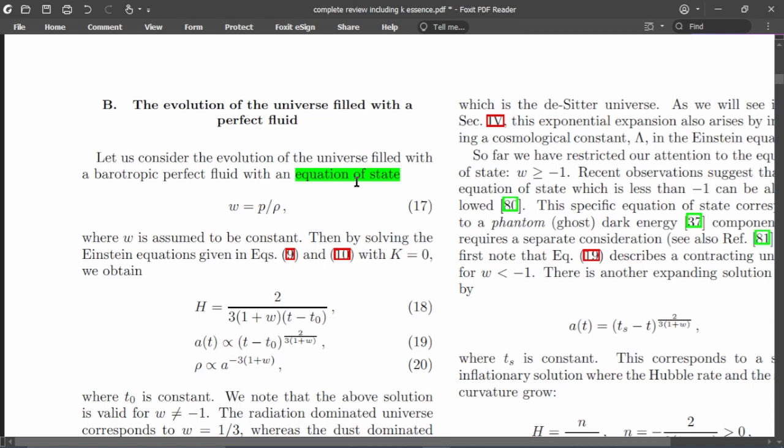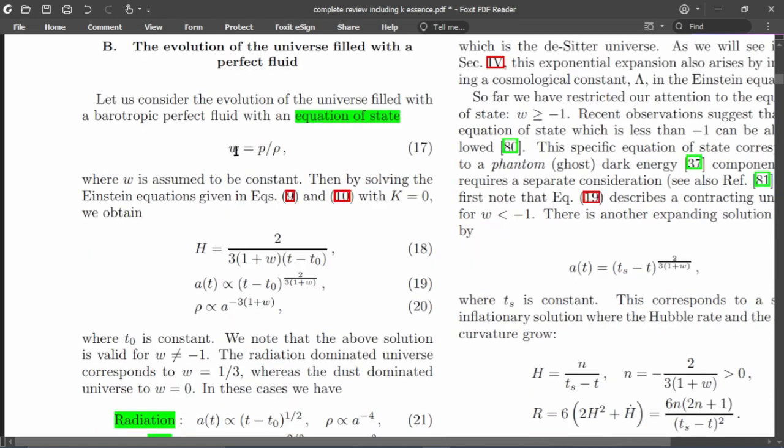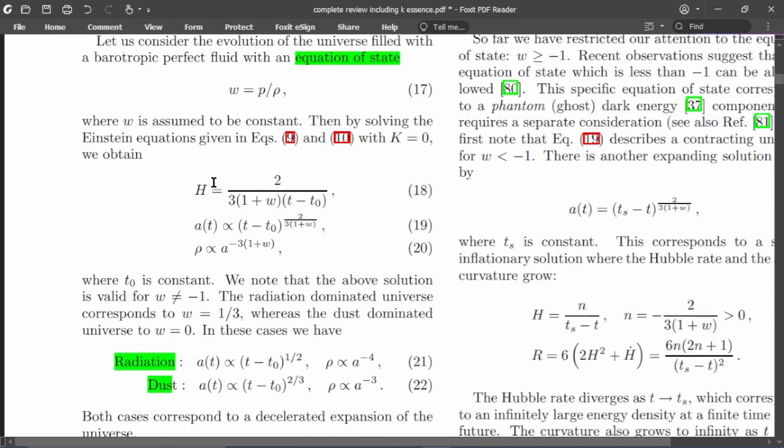Followed by it, we are going to understand how Einstein invoked the cosmological constant and why he invoked the cosmological constant. In the previous lecture, we have already seen that the equation of state is defined by the ratio of pressure over energy density, where omega, for the moment, we assume is constant. Therefore, we have these three sets of equations. First, the equation for the Hubble parameter, then the scale factor in terms of omega and t, and then rho in terms of omega and a.